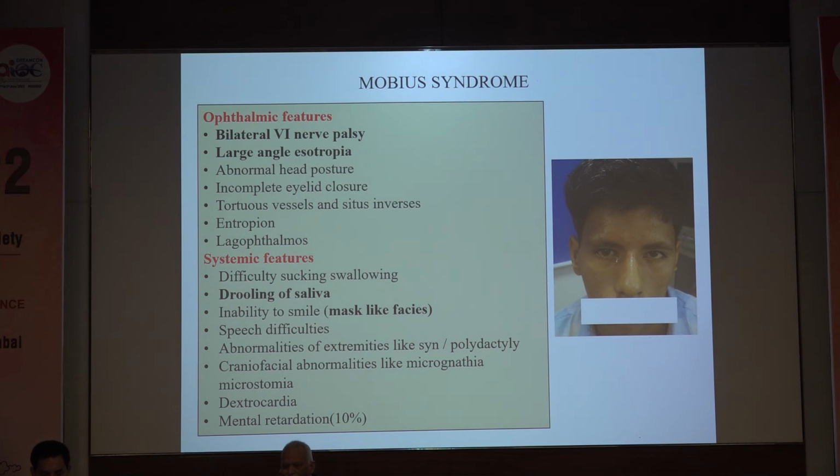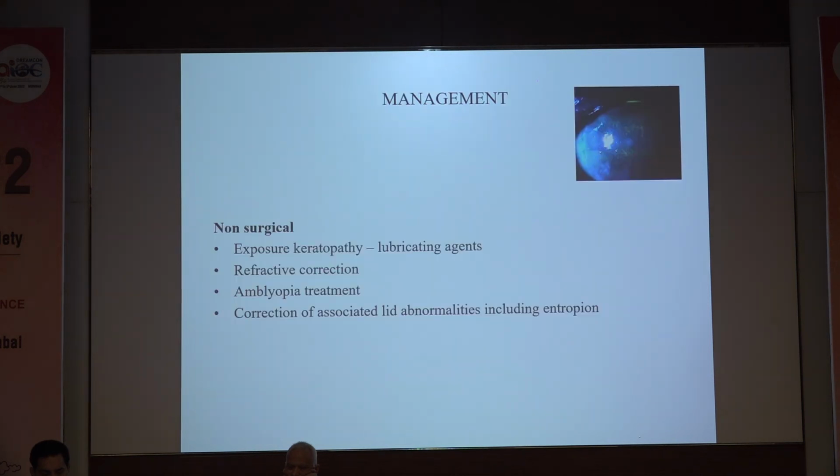A quick couple of slides on Moebius, a very uncommon condition. I personally have not seen more than 5 or 6 such cases. The most common thing that you will see is a bilateral sixth nerve palsy with a large angle esotropia, which is the most important thing you would want to correct. And of course, there are other associated findings.